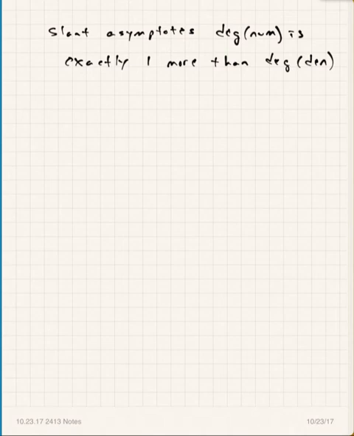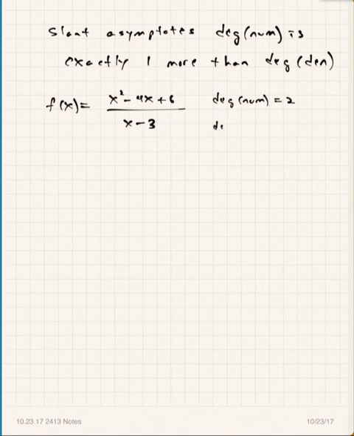Okay, so let's say we have this function f of x is x squared minus 4x plus 6 divided by x minus 3. All right, in that situation, what do we have? We have that the degree of the numerator is 2. The degree of the denominator is 1. And so we have a case where the degree of the numerator is exactly 1 more than the degree of the denominator. This graph has a slant asymptote.